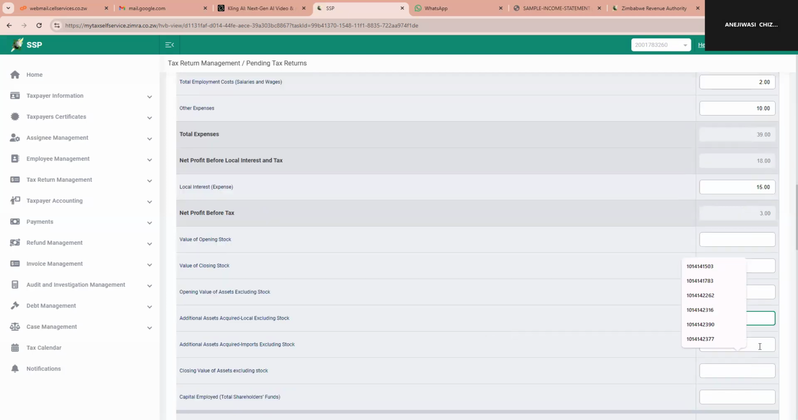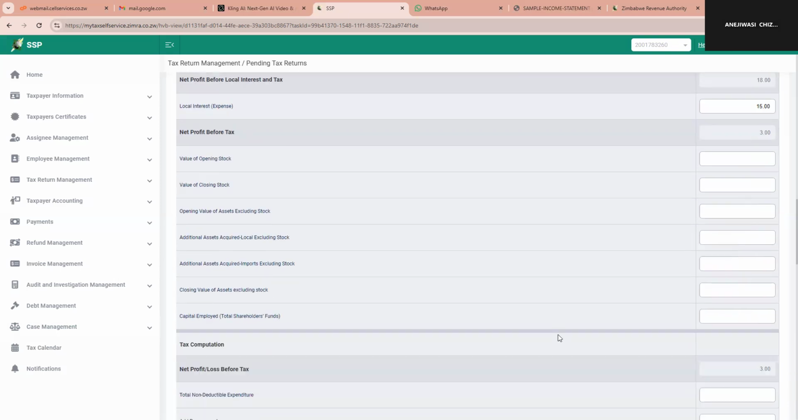Then are they additional assets that you imported? You are putting the figure there. Then you have got the closing value of assets excluding stock. So the stocks, you are accounting for them up here on the first three tabs. Then the other assets, you are accounting for them on these other three tabs, right? Let me just bring up those figures.